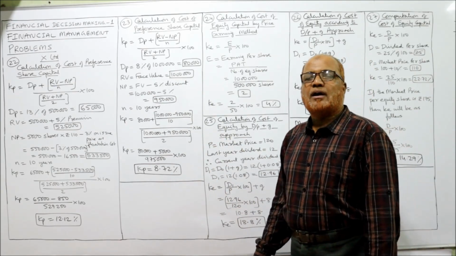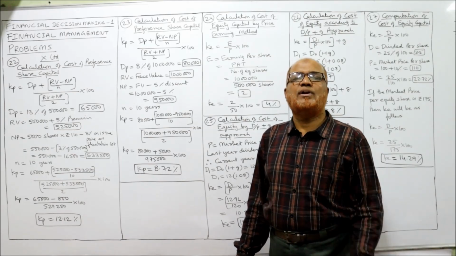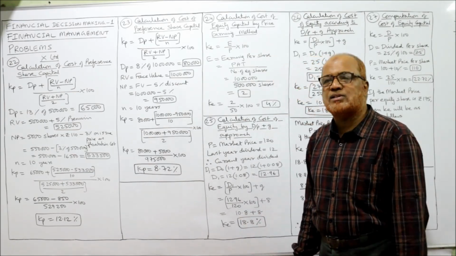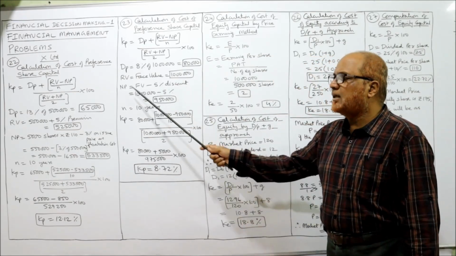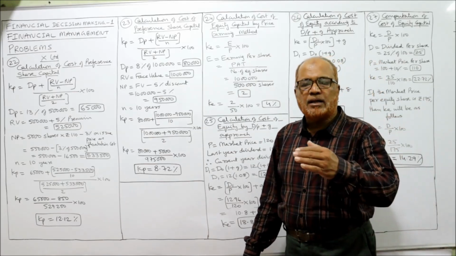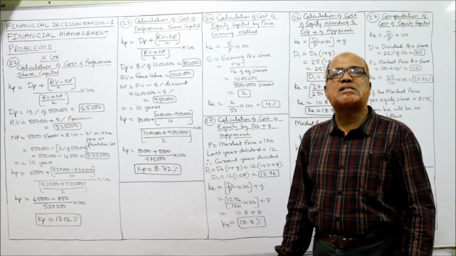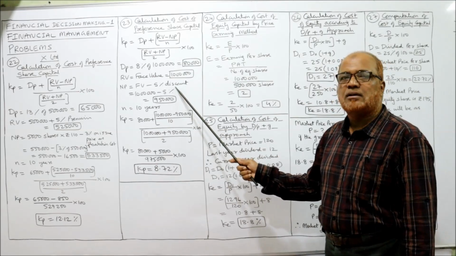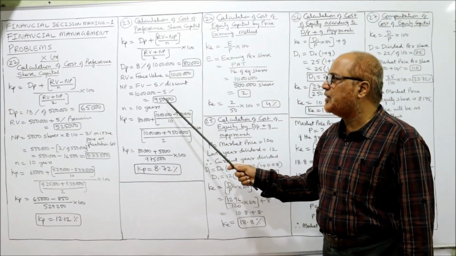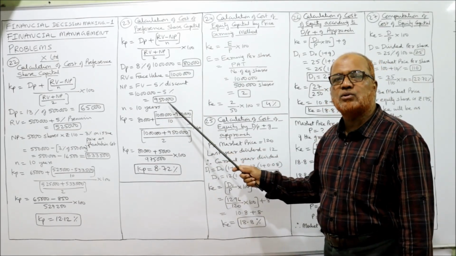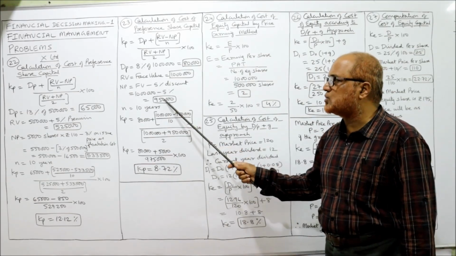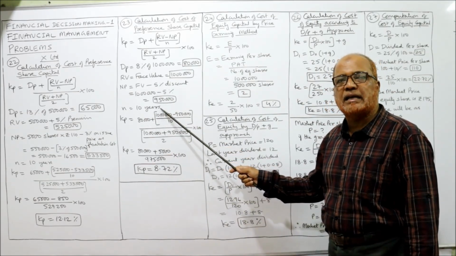Redemption value: nothing is given in the problem, so we take it as the face value. The face value is 10 lakh. The net proceeds: the preference shares are issued at a discount of 5%. So 5% of 10 lakh is 50,000. Deduct 50,000, and 9 lakh 50,000 is the net proceeds. Number of years of redemption, 10 years.